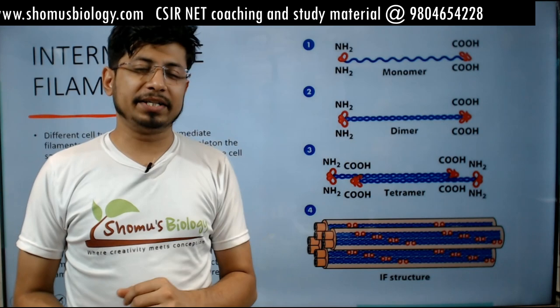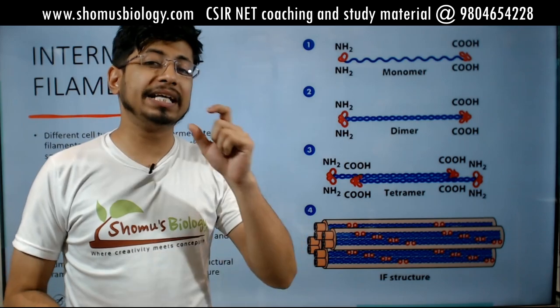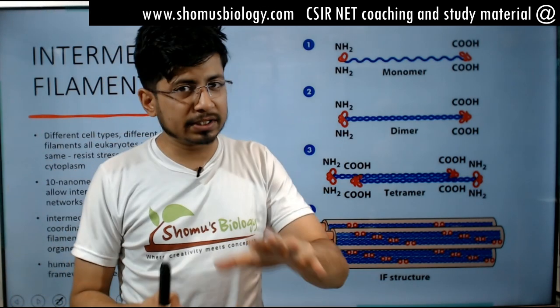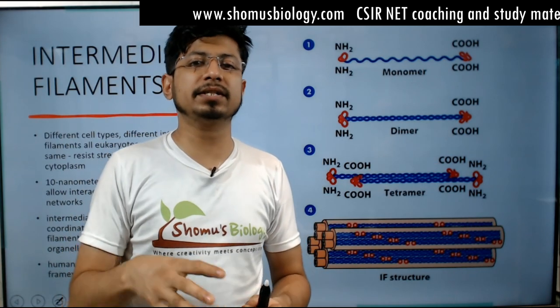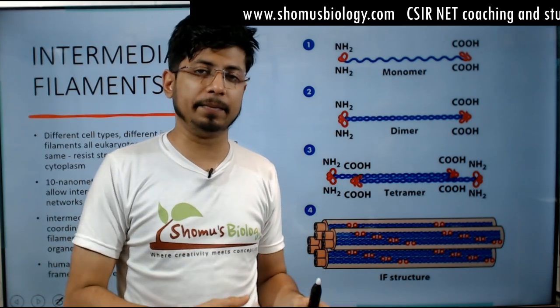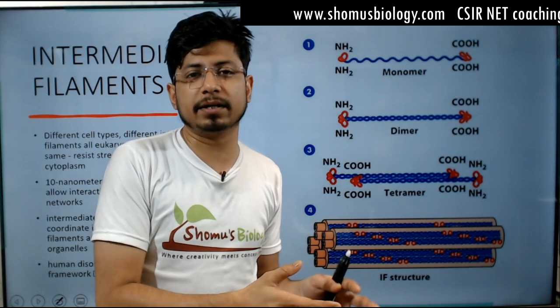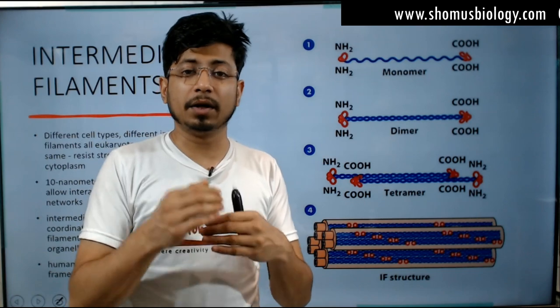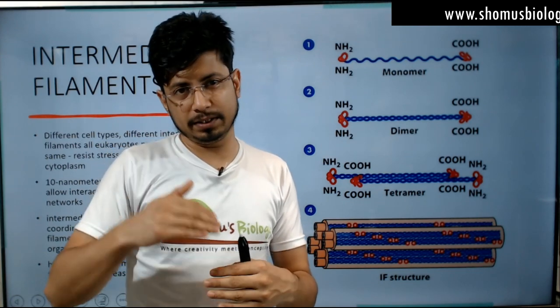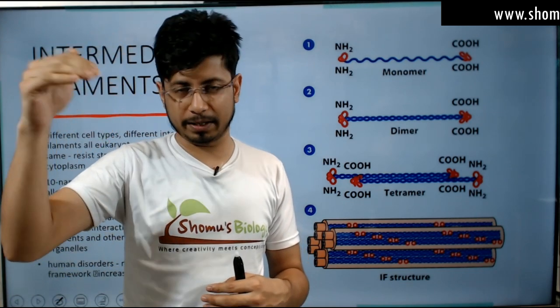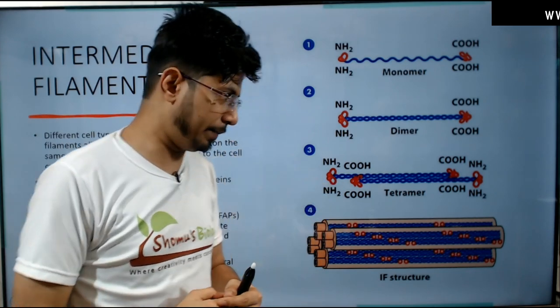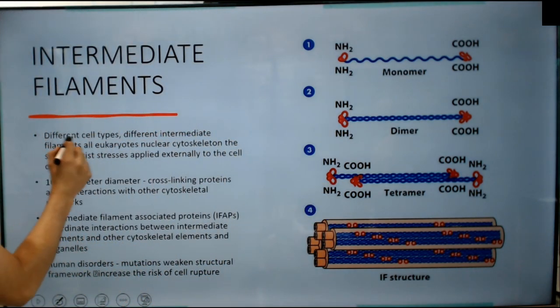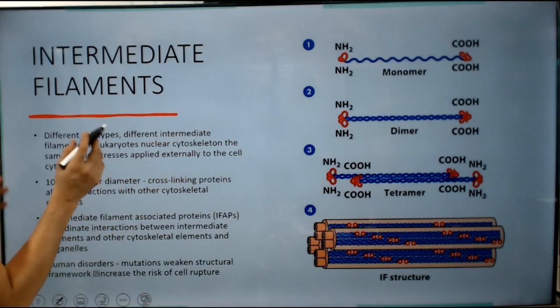Alright, now we are going to talk in detail about the intermediate filament. We have discussed the microtubule, we have discussed the actin filament. Now it's time to talk about the intermediate filament. Intermediate filament is a kind of cytoskeleton element which has an intermediate diameter or thickness between the thickness of microtubules and the thickness of microfilaments. In different cell types, different intermediate filaments are present.